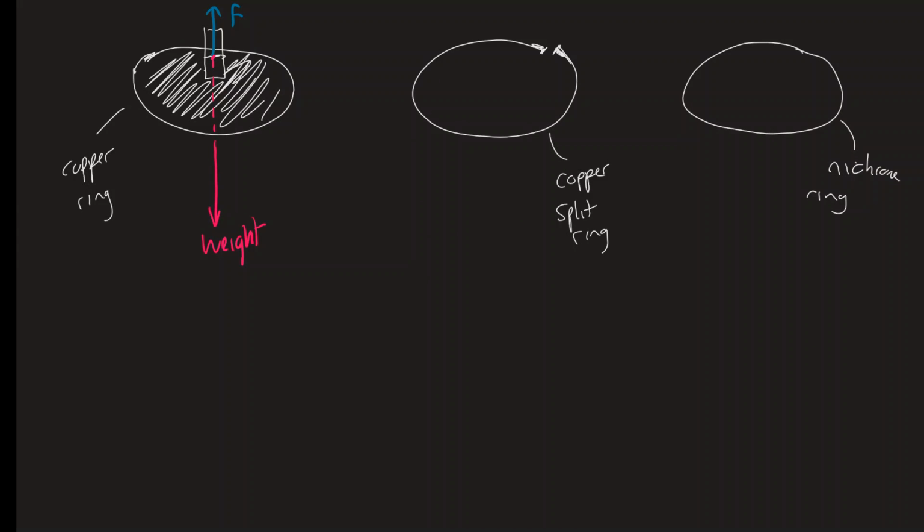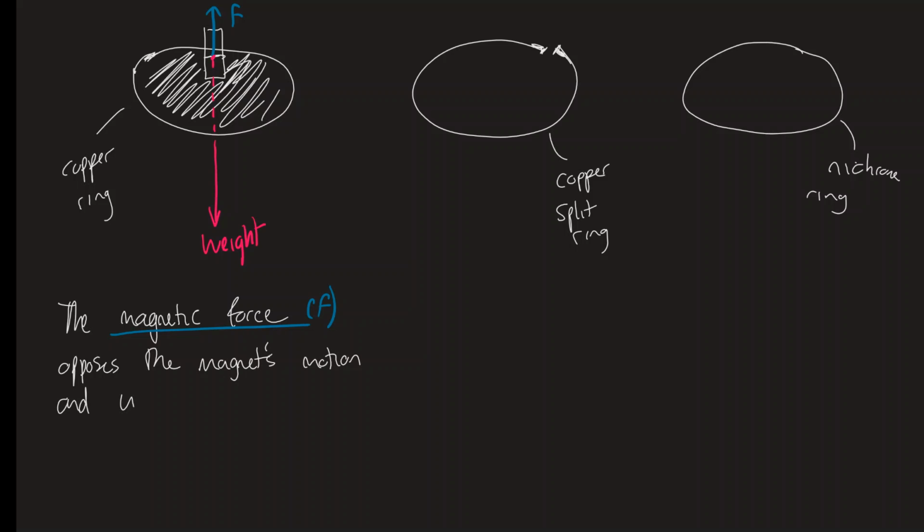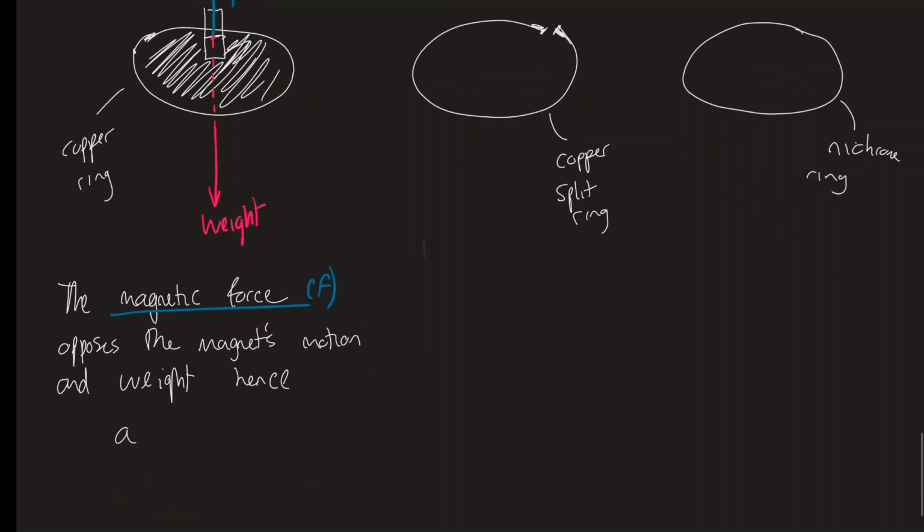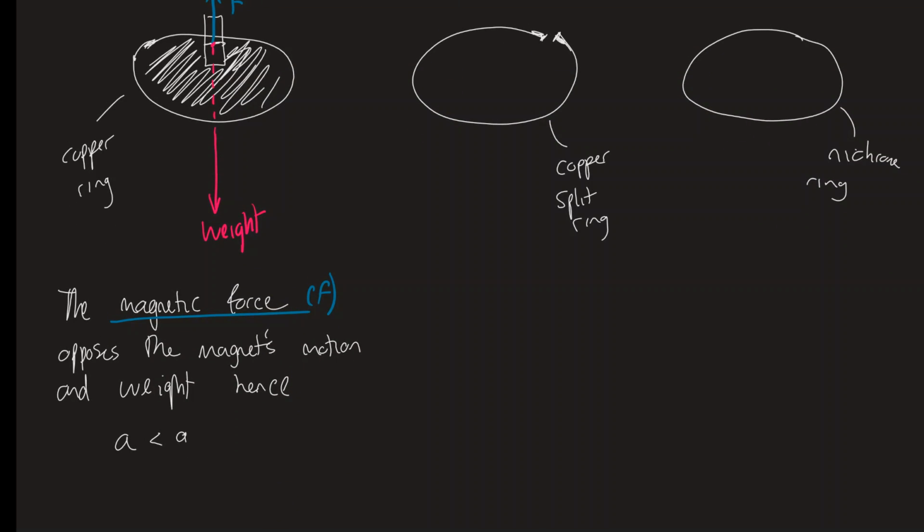I want to note that. The magnetic force, and that's the one we've marked in blue as F, opposes the magnet's motion and weight. Hence, the acceleration of the magnet when it's approaching this ring or close to it is going to be less than g. It's not going to accelerate with free fall.